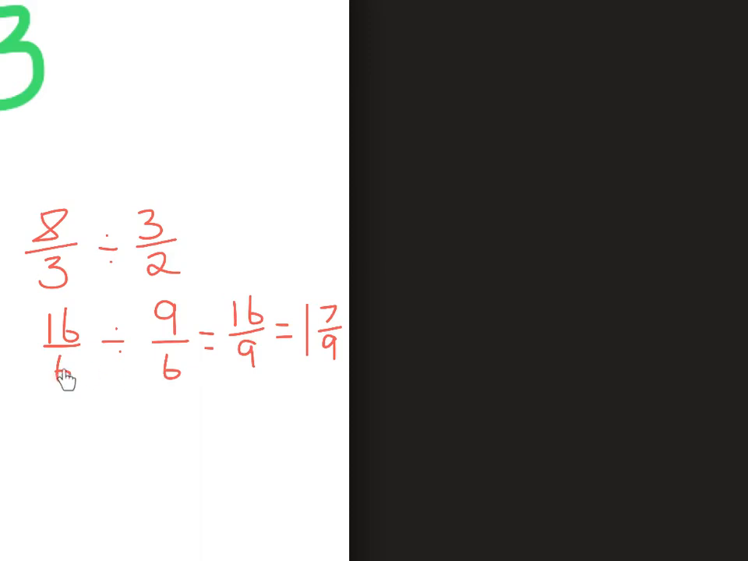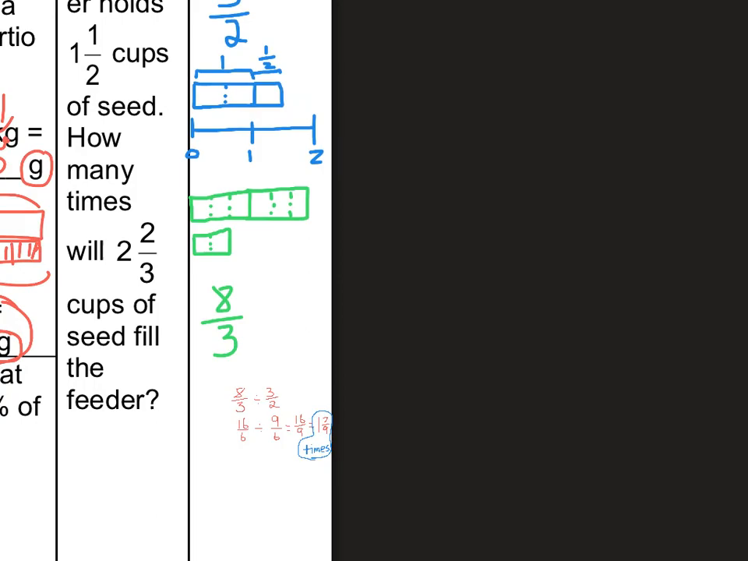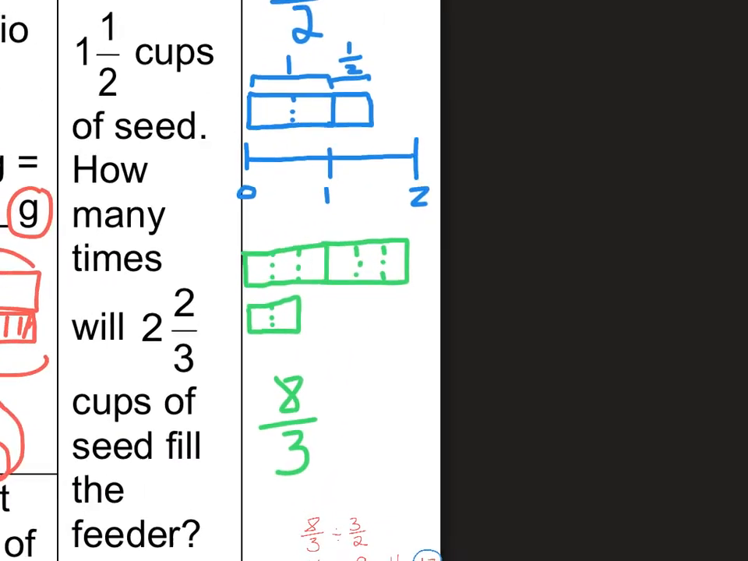And so no matter what we do, if we make like denominators, we can then just divide across like always. And this is like with addition and subtraction as well, right? Multiplication is the only weird one. So 16 divided by 9 is 16 ninths. And if it takes 9 ninths to equal a whole, that means I can pull one group of 9 out. And that leaves me 7 of those ninths left. So it's 1 and 7 ninths times that it can be filled, which means we'll fill it one whole time and almost another time, but not twice, which makes sense because 1 1/2 twice would be 3, and 2 2/3 is not quite 3.